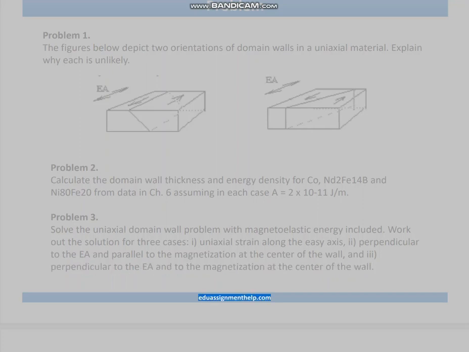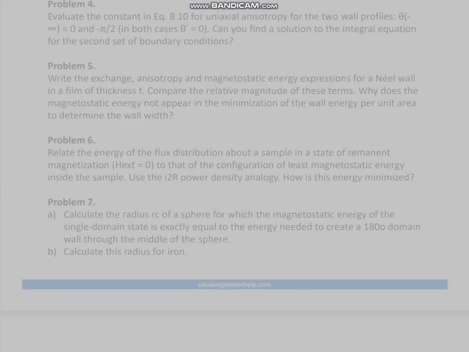Problem 4. Evaluate the constant in Equation 8.10 for uniaxial anisotropy for the two wall profiles, theta at infinity equals 0 and pi/2, in both cases theta equals 0. Can you find a solution to the integral equation for the second set of boundary conditions?